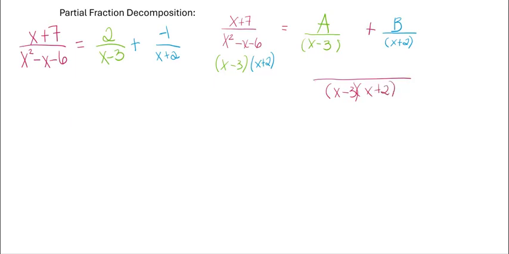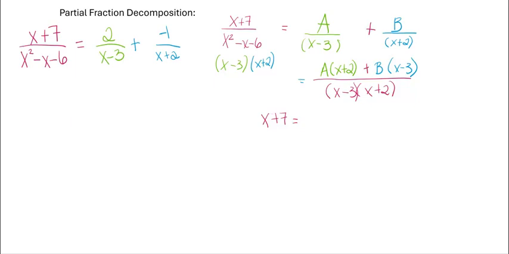Okay, so I have to ask myself, what is missing from A? Well, A over x minus 3 is missing the x plus 2. So I would multiply my A times x plus 2, and then I would multiply my B times x minus 3 so that I can combine them into one expression. From here on out, I just want to work with the numerator. So I'm going to write x plus 7, and that's going to be equivalent to the numerator of this expression above.